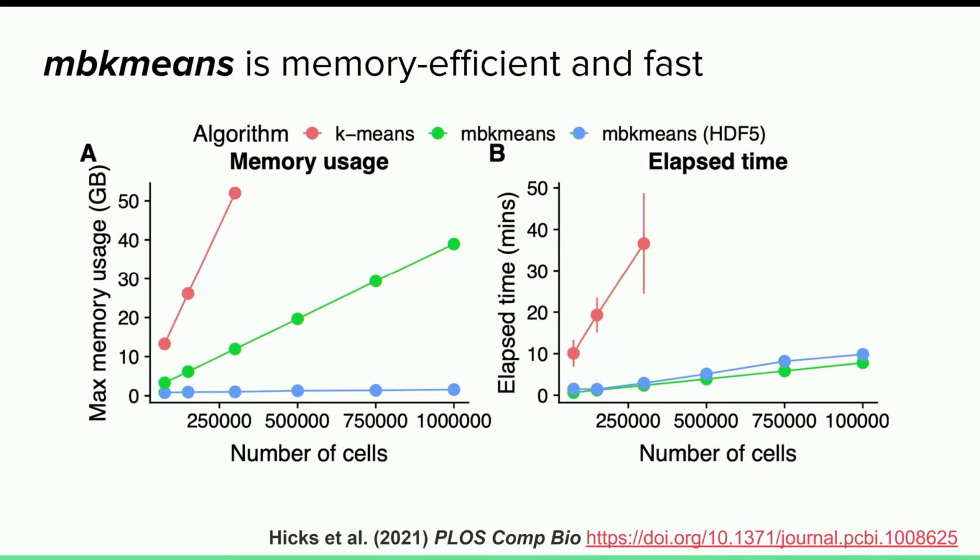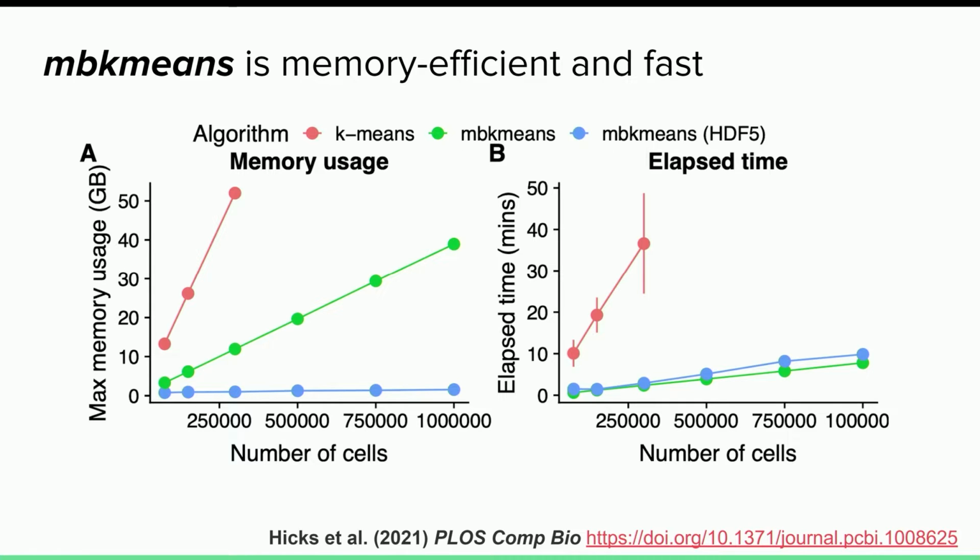So how does it work? Well, the take-home message here is that mini batch k-means is very memory efficient and very fast. So we took a data set with 1.3 million mouse neurons and we downsampled to smaller sizes of data. So on the left plot, on the x-axis, I'm showing you the size of the data set, or the number of cells in our data set, ranging from 75,000 up to 1 million. And on the y-axis, I'm showing you the max memory used over the course of that algorithm. And we profiled 3 different algorithms.